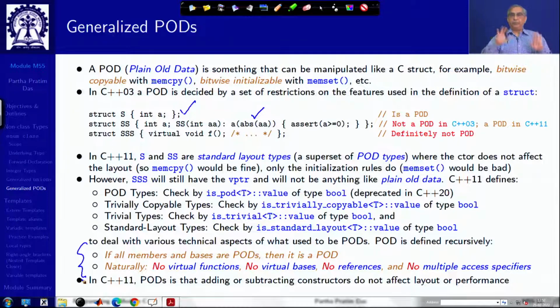So, that I can bit copy everything, bit initialize everything, and naturally there is no virtual function, no virtual base, no reference and no multiple access specifier. All access specification has to be the same. So, the crux of the thing is that in C++11 a data type becomes a plain old data type if it does not make a difference whether I have a constructor or I do not. In terms of the layout or in terms of the performance, if it does not make a difference, then it becomes a plain old data type.